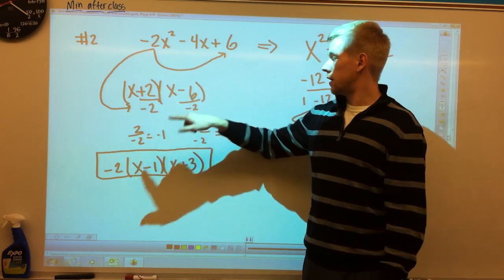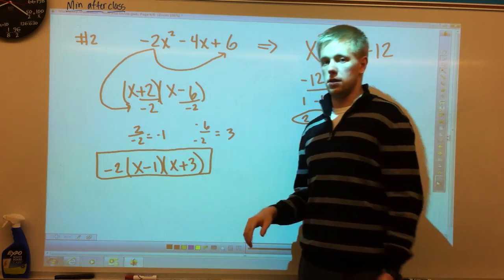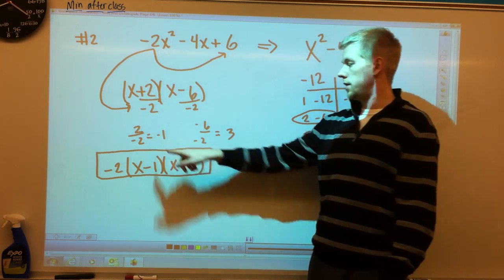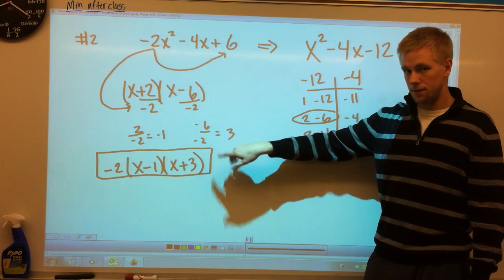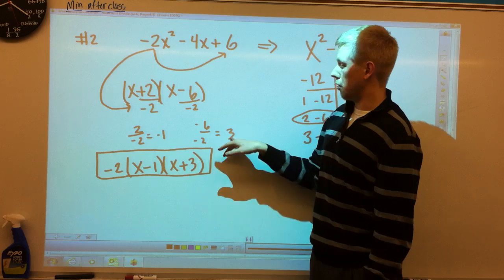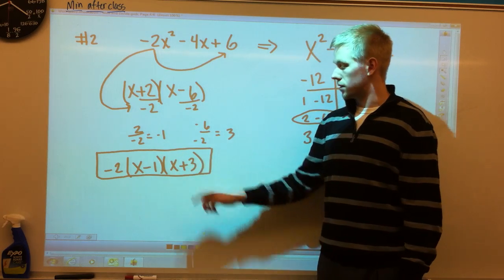So I have 2 divided by negative 2 and negative 6 divided by negative 2, because that was a minus 6, it's also a negative 6 when I divide. 2 divided by negative 2 is negative 1. Negative 6 divided by negative 2 is positive 3. Then we just write those down because they both reduced into a whole number. So I just wrote x minus 1 and x plus 3.